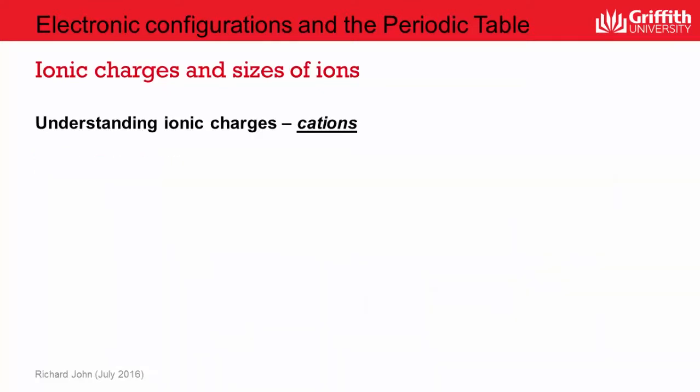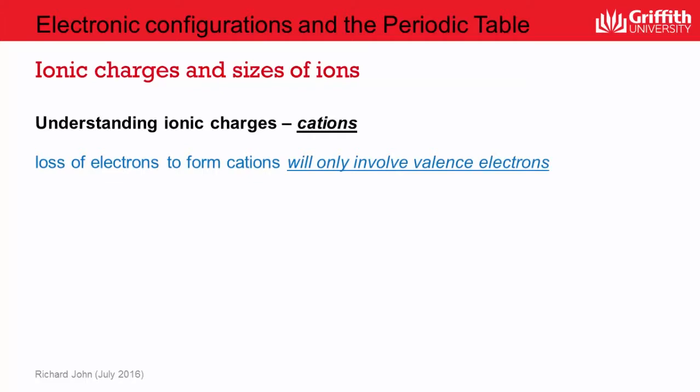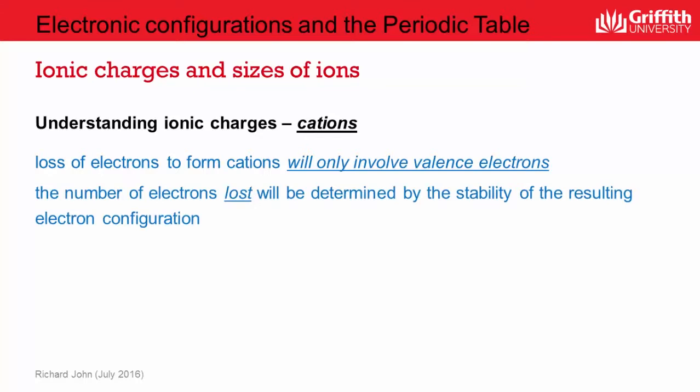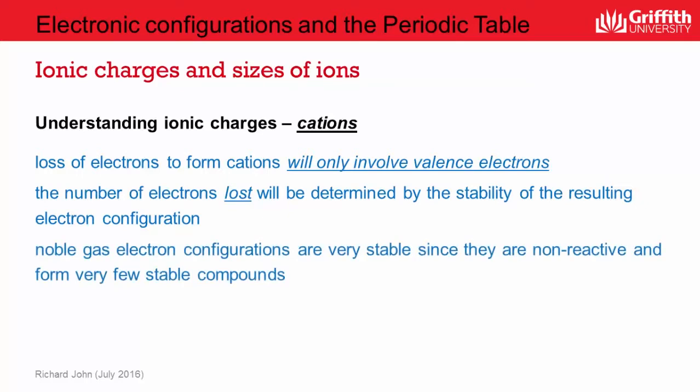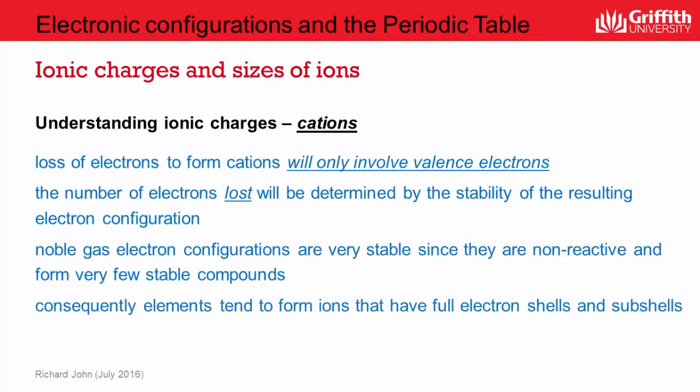So, in summary, loss of electrons to form cations will only involve valence electrons. The number of electrons lost will be determined by the stability of the resulting electron configuration. Noble gas electron configurations are very stable, and we know that because noble gases are non-reactive and form very few stable compounds, and so consequently elements tend to form ions that have full electron shells, and cations such as magnesium in particular will lose the required amount of electrons to gain the electron configuration of a noble gas.